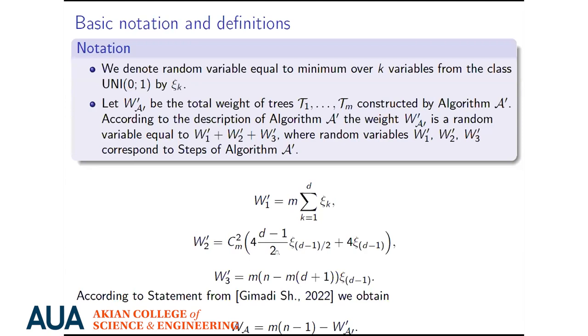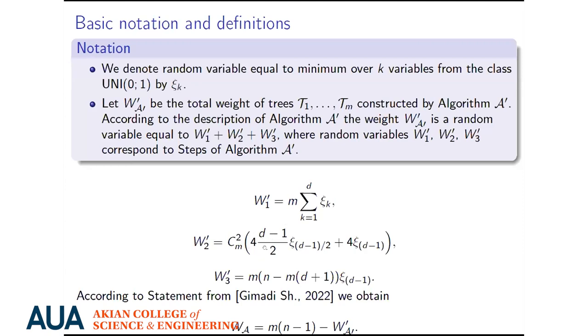On the second step, we consider all the pairs of paths and construct edges connecting them. So we have a multiplicator C from M choose 2, and then four possibilities for edges and for end vertices.